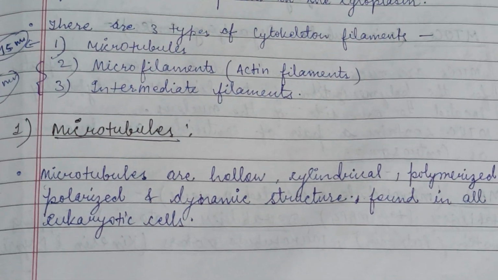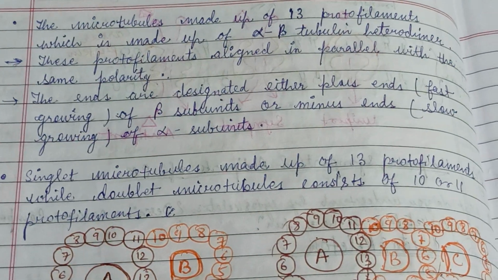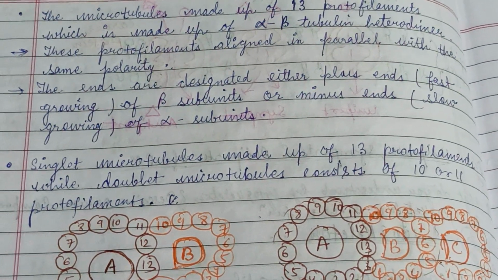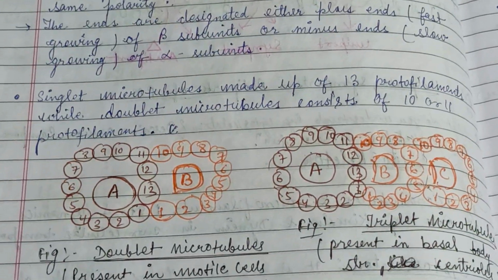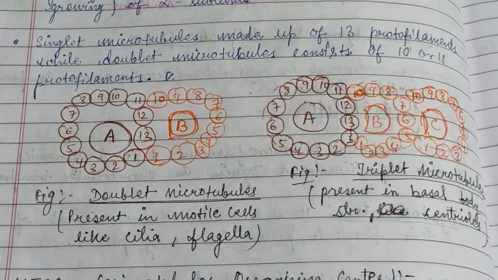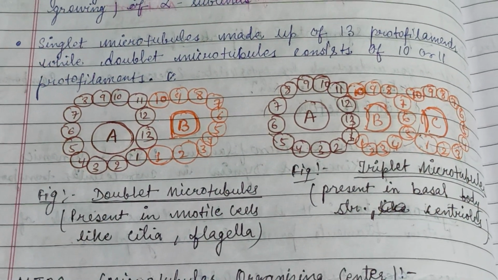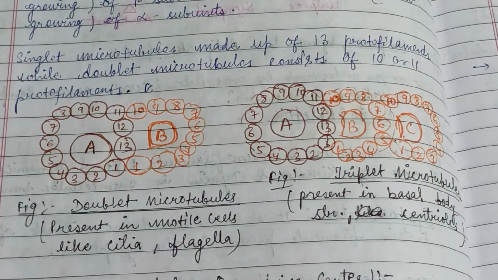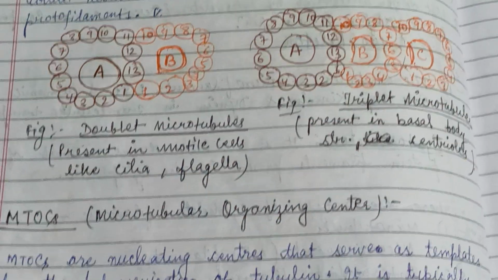It may be of three types, that is microtubules, microfilaments, and the intermediate filaments. Microtubules are made up of alpha-beta tubulin heterodimers, and these protofilaments align in parallel with the same polarity. As the figure clears all the description about the microtubules, it is made up of 13 protofilaments, and it may be the triplet or the doublet microtubules.